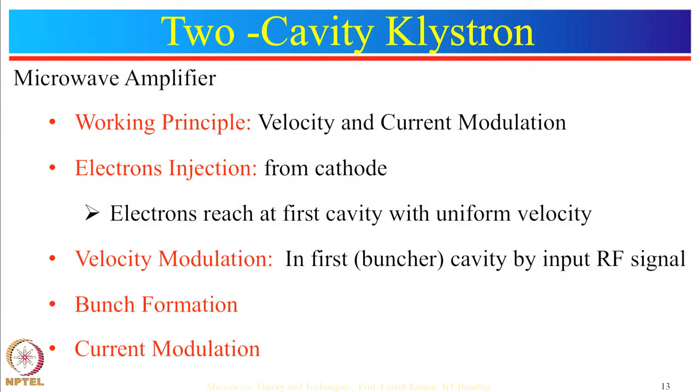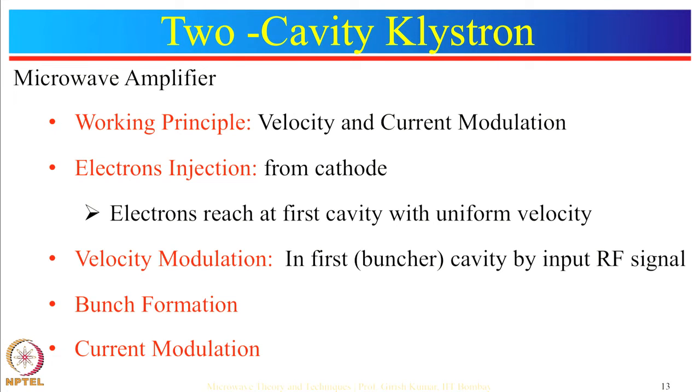Now, let us see the two cavity klystron. A two cavity klystron is a widely used microwave amplifier which works on the principle of velocity and current modulation. In this, there are two cavities. One is the input cavity, which is also called the buncher cavity, and another one is the output cavity, which is also called the catcher cavity.